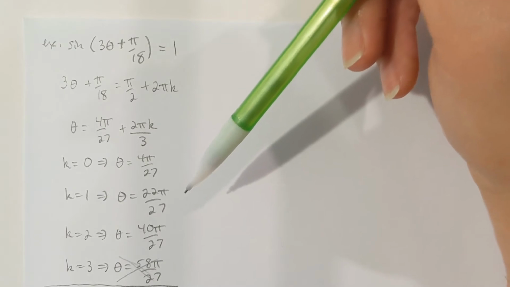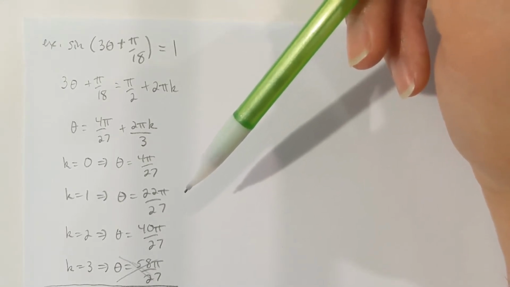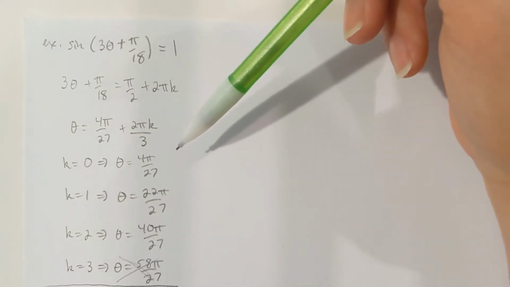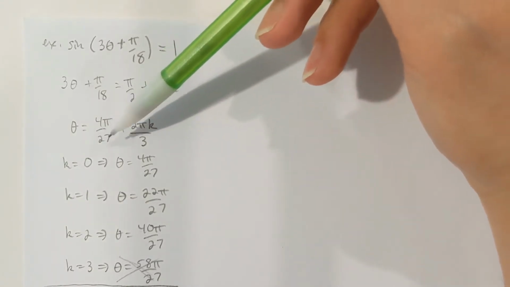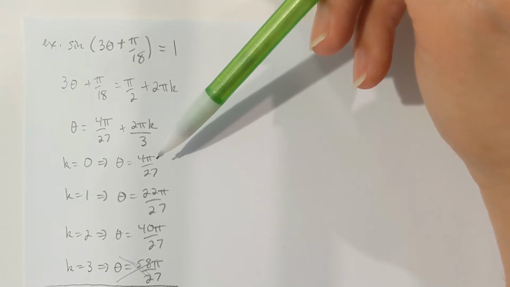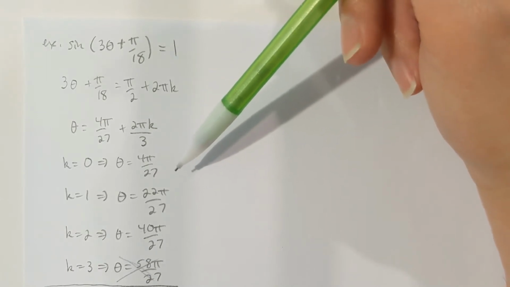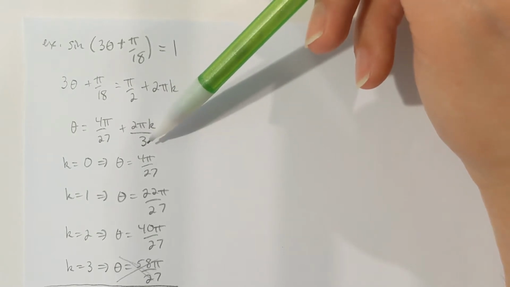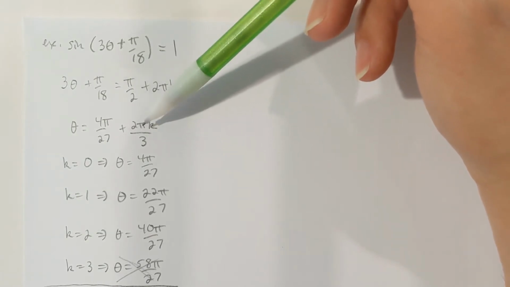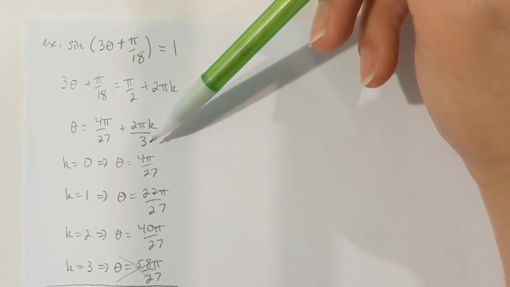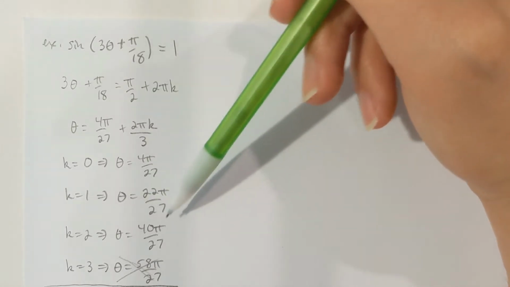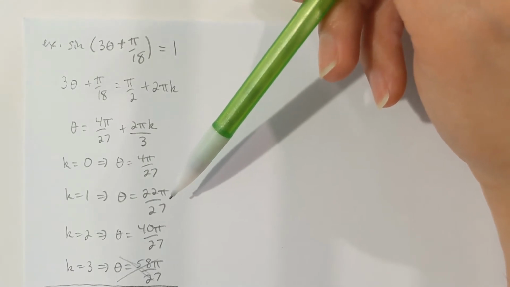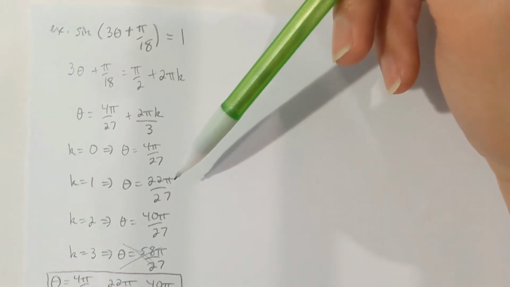Remember that for these problems, you're assuming that you're working on the interval of 0 to 2 pi unless you're told otherwise. So if k is 0, you're going to have 4 pi over 27 plus 0, which is 4 pi over 27. That's going to be an answer. If k is 1, 4 pi over 27 plus 2 pi over 3. Well, 2 pi over 3 is the same as 18 pi over 27, plus 4 pi over 27 gives you 22 pi over 27. That is going to be on the interval of 0 to 2 pi, so that will also be an answer.